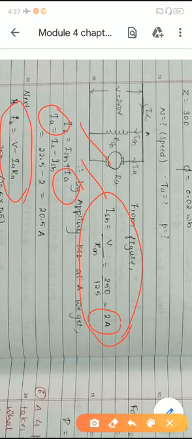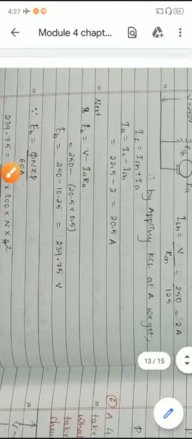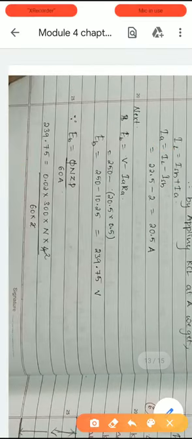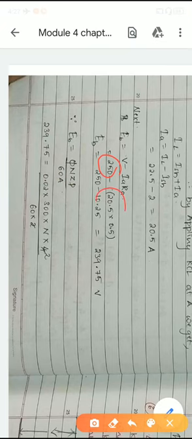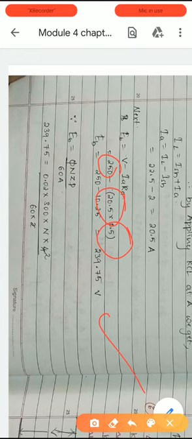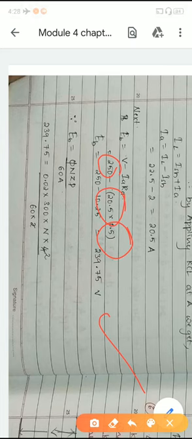Therefore we got IA is equals to 20.5. 22.5 minus 2, we will get 20.5, right? Substitute here 250, 20.5 and 0.5. We will get EB is equals to 239.75 back EMF.